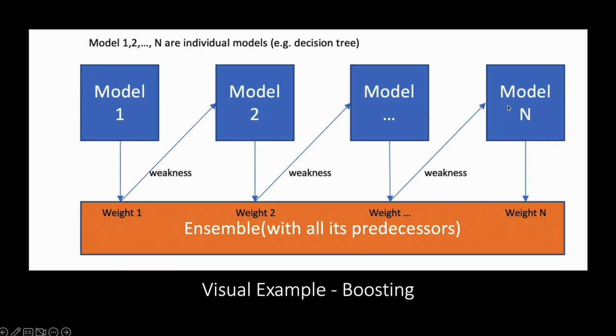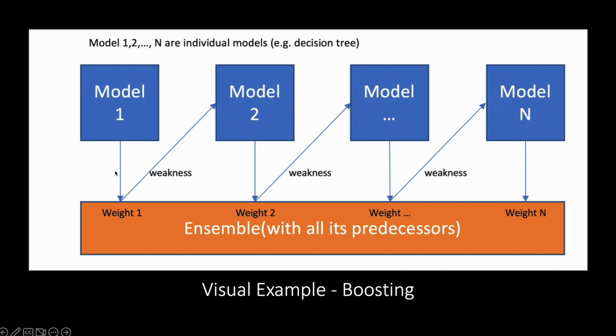So ultimately, when it reaches model N, whatever errors happened in model 1 were corrected in model 2, and whatever model 2 did wrong was corrected in model 3. Similarly, model N will become much more mature, robust, and have higher predictive power.